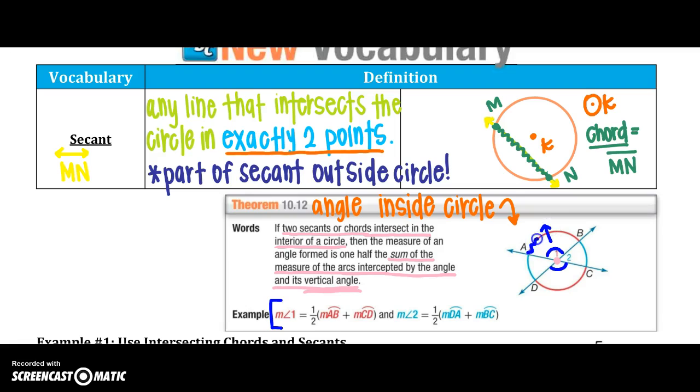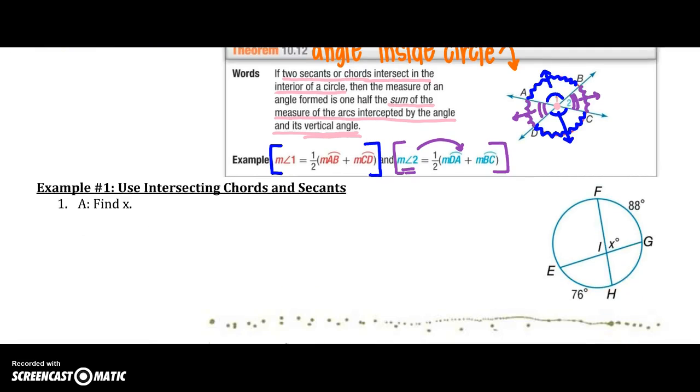So the measure of angle 1 equals 1/2 of their intercepted arcs: AB plus the vertical angle's intercepted arc DC. I add those two together and then multiply by 1/2. That's different if I'm looking at angle 2 and its vertical angle. I'm going to use BC and AB. So depending on the angle will depend on the arc that you use. Alright, let's try a few.